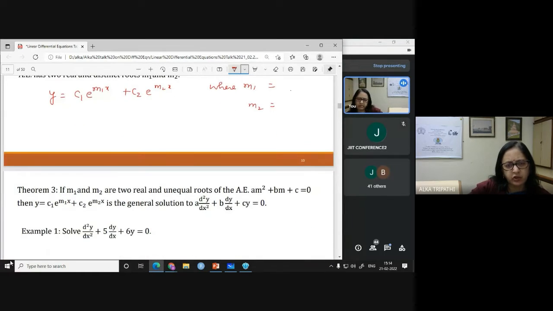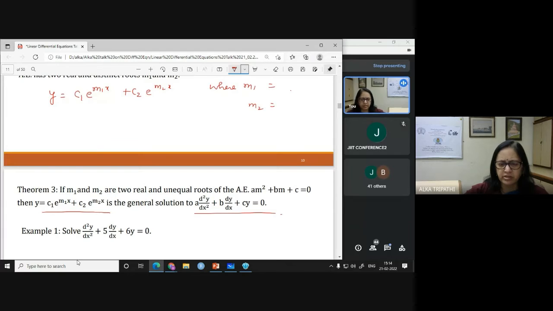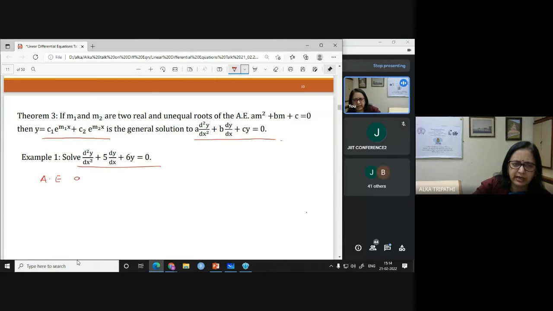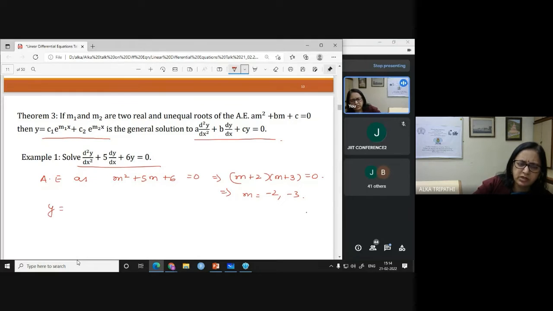And this establishes the theorem: if m1 and m2 are two real and unequal roots of the auxiliary equation, then c1 e^(m1x) plus c2 e^(m2x) is the general solution to this differential equation. For example, if you are asked to solve this equation, we can directly write the auxiliary equation as m square plus 5m plus 6 equal to 0, which gives me (m plus 2)(m plus 3) equal to 0, or m equal to minus 2, minus 3, two real and unequal roots. So my general solution of this equation will be c1 e^(-2x) plus c2 e^(-3x).